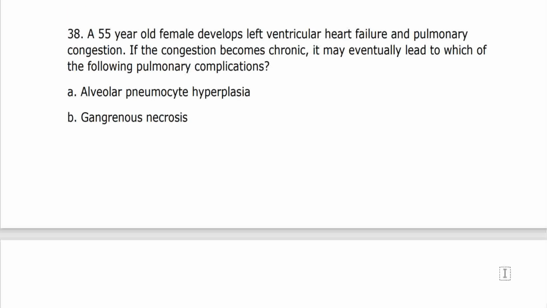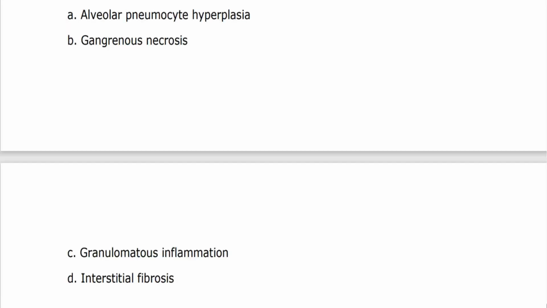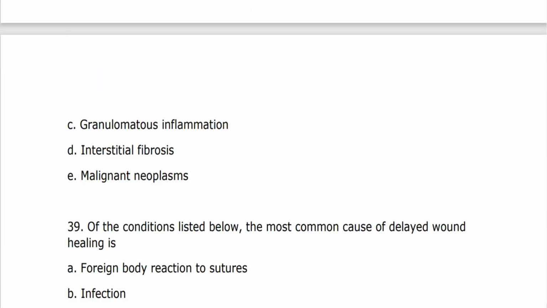So alveolar pneumocyte hyperplasia, not likely. Gangrenous necrosis, not likely. Granulomatous inflammation, no. So this is thickening or fibrosis of the interstitium, and that works for us. Malignant neoplasia, this should not cause it. Congestion should not cause that.